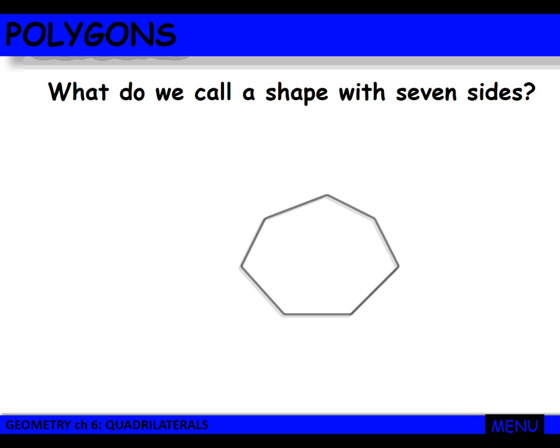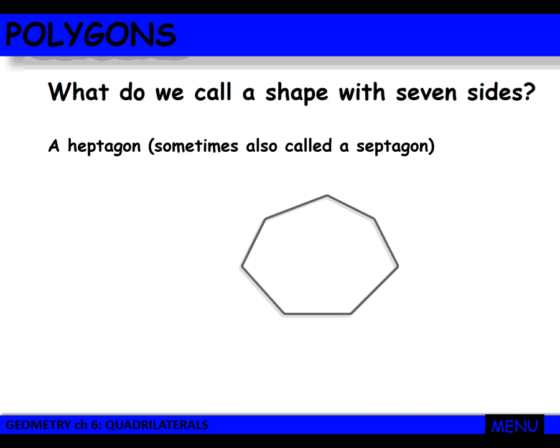6 sides, hexagon. 7 sides. All right, this is one that people generally don't know, and there's 2 good answers for this. A 7-sided shape is either called a heptagon or septagon. But the heptagon or septagon is a 7-sided shape. You'll have to be able to recognize that word.